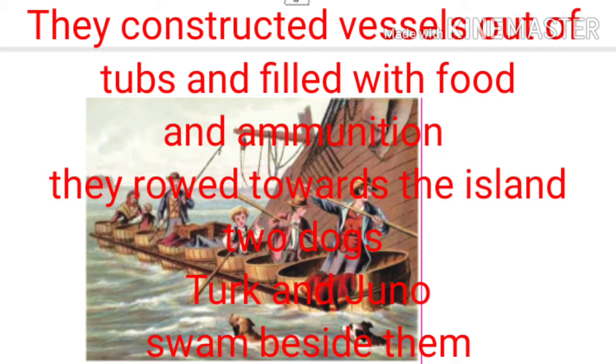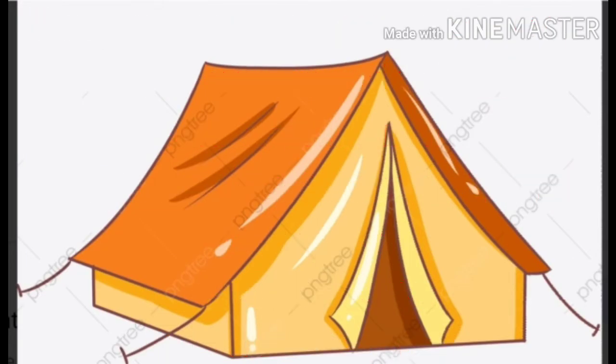There were two dogs that swam beside them. Their names were Turk and Juno. They also went along with the Robinson family. Finally, they landed on the island and they constructed their first house, that was a tent.